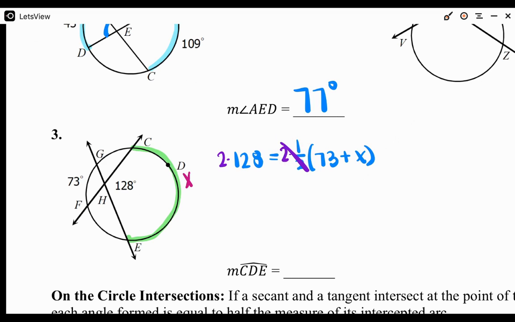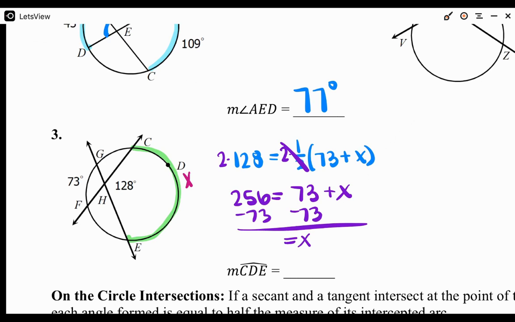Okay, so we end up getting 256 equal to 73 plus X. Now we can subtract 73 from both sides. So we get X is equal to 183. So the measure of arc CDE is 183 degrees.